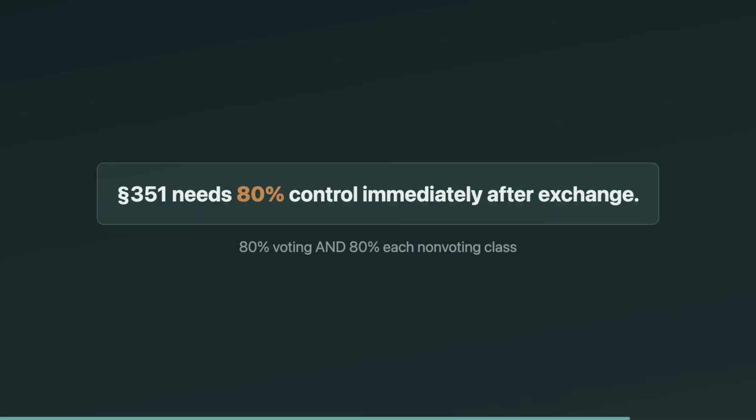Section 351 is the main non-recognition rule for incorporating property. If one or more transferors contribute property to a corporation solely for its stock, and immediately after the exchange, the transferors control the corporation, then no gain is recognized on the property transfer. Control means at least 80% of voting power and at least 80% of each non-voting class. Miss 80%, and the transfer becomes taxable.